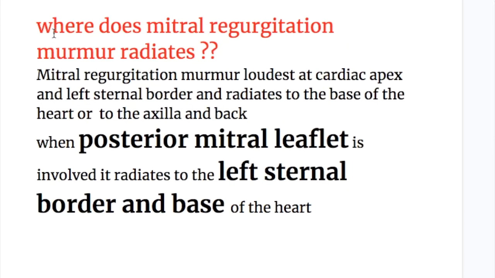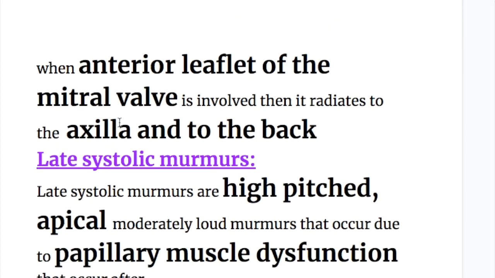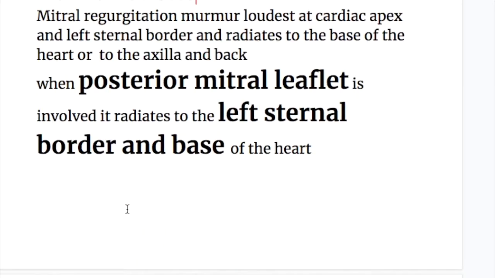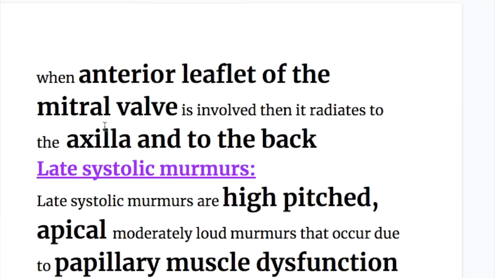Where does mitral regurgitation murmur radiate? Mitral regurgitation murmur is loudest at the cardiac apex and left sternal border and radiates to the base of the heart or to the axilla and back. When the posterior mitral leaflet is involved, it radiates to the left sternal border and to the base of the heart. And when the anterior leaflet of the mitral valve is involved, then it radiates to the axilla and to the back.